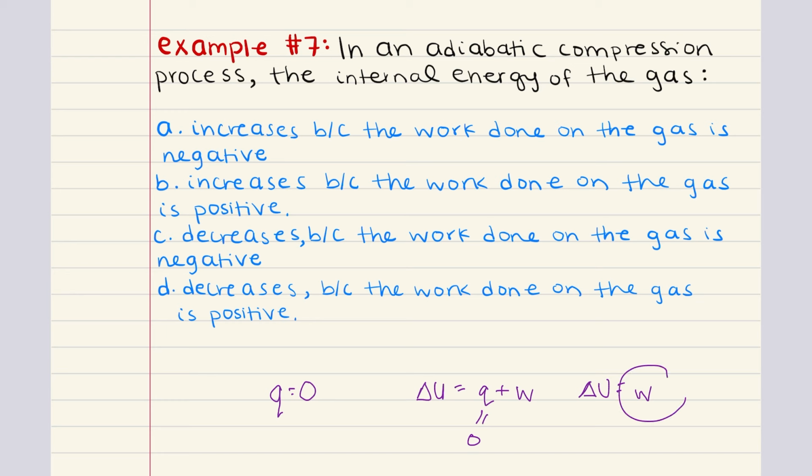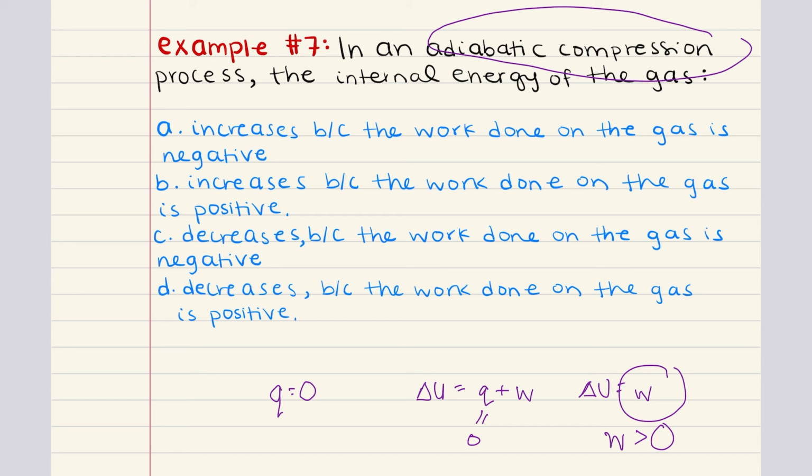Now, work is considered positive when work is done on the gas, meaning that the surroundings do work on the gas, compressing it. On the other hand, work is considered negative when the gas does work on the surroundings, such as during an expansion. In this problem, though, we specifically are told we have an adiabatic compression process. This means that the volume of the gas is decreasing and work is being done on the gas. And that means that work is going to be positive.